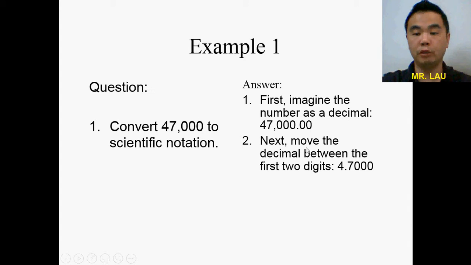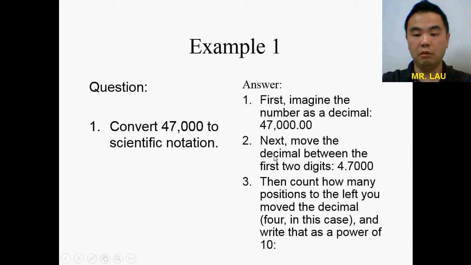Next, we move the decimal between the first two digits. So the first two digits are the 4 and the 7. We have to move the decimal over between those two numbers. In doing so, we had to move to the left, so we had to count how many positions to the left you moved the decimal. In this case, we had to go over 1, 2, 3, 4 places to the left, and so we write that as a power of 10.